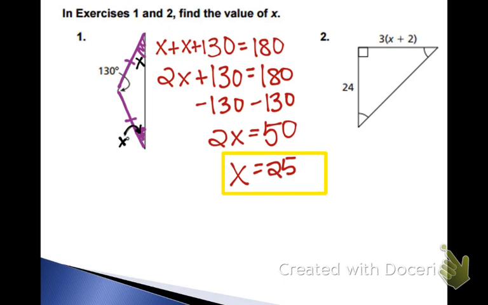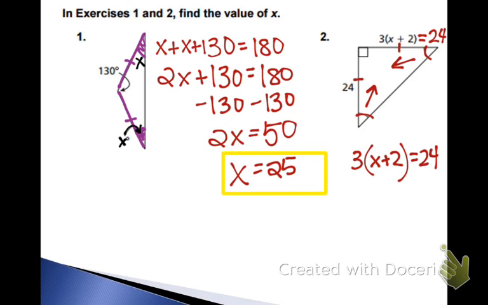The second one, is x an angle or a side? It's a side. It doesn't look like we have any information about our sides, but we do have information about our angles. We know we have two congruent angles, so then what do we know about our sides? We'll have two congruent sides, so this side will be congruent to this side. So what will 3 times x plus 2 equal? 24. So 3 times x plus 2 equals 24.